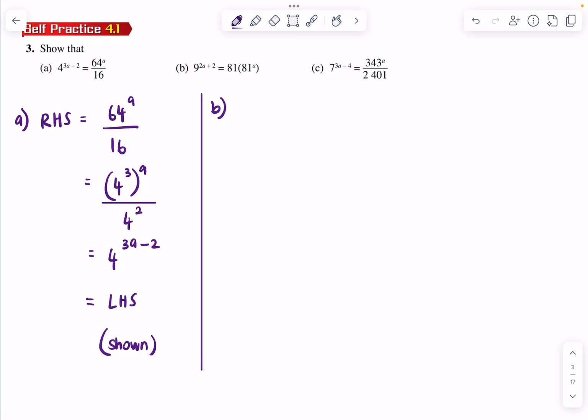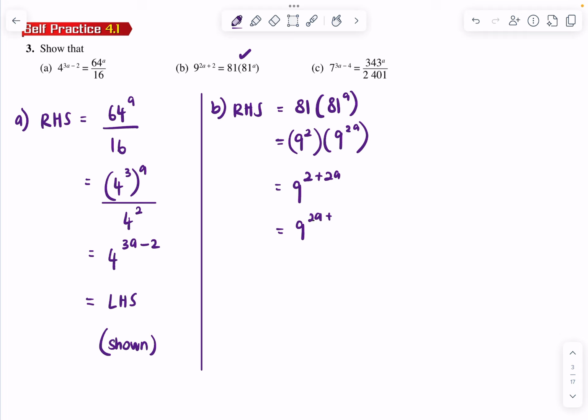B. Here I think this one looks more complex, so we can say the right-hand side is 81 power a. So 81 is 9 square, times 9 square power a. Since these are related by times, the power will plus. So 9 power 2 plus 2a, which is also 9 power 2a plus 2. If you want to rearrange according to this, it is equivalent to the left-hand side, so you can say shown. Done.